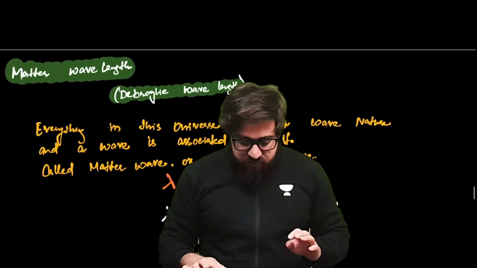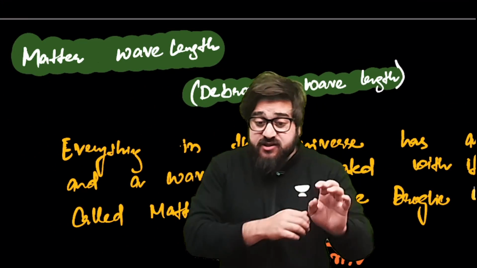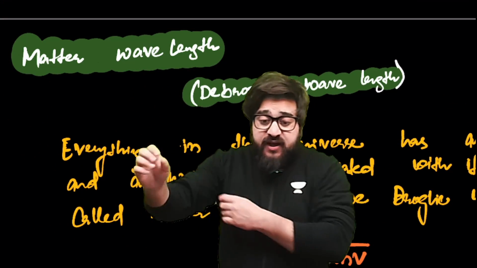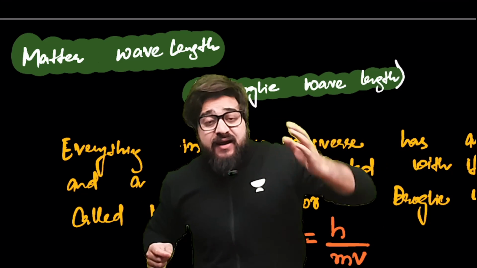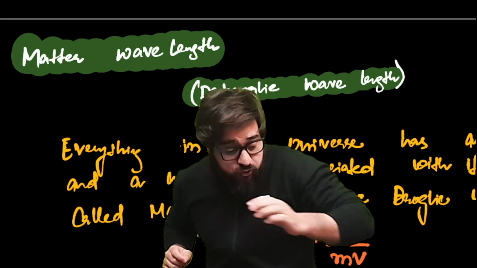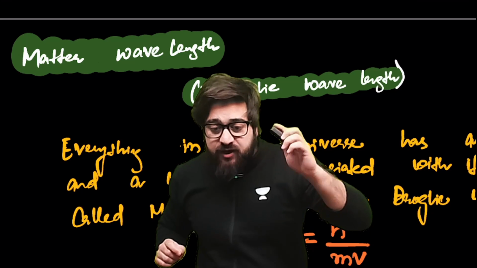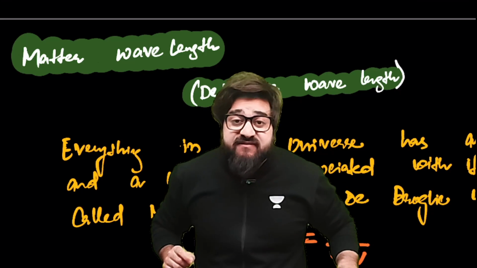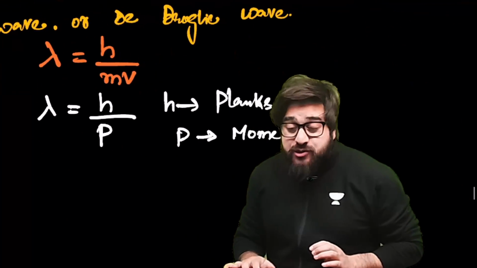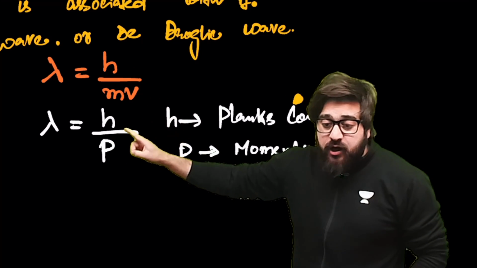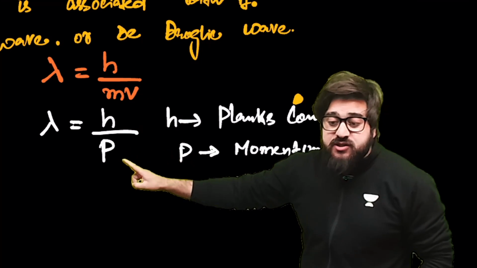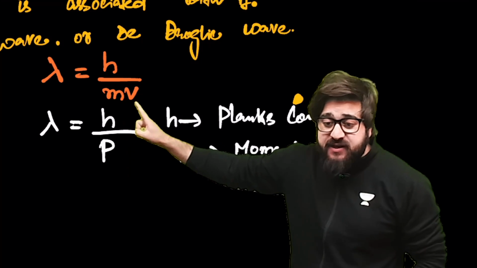Now my dear friends, we have the next concept, that is de Broglie wavelength or matter wavelength. De Broglie said that everything in this universe is a particle and is a wave also. Like I have this car key over here. This is a particle and this is a wave. So it has a wavelength. How much is its wavelength? Lambda is h by p. h is Planck's constant, p is momentum. You can write p is equal to mv.